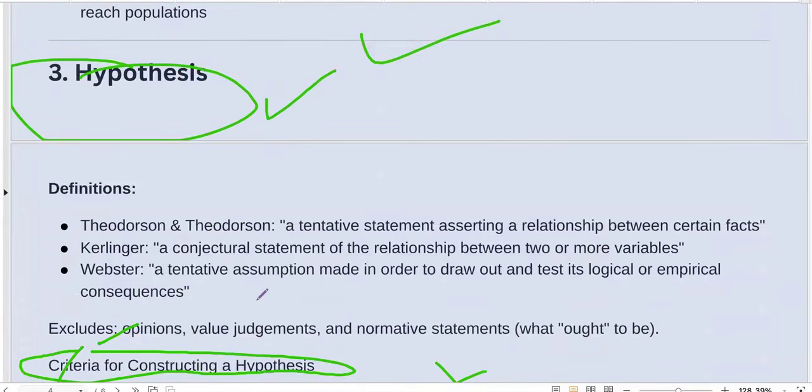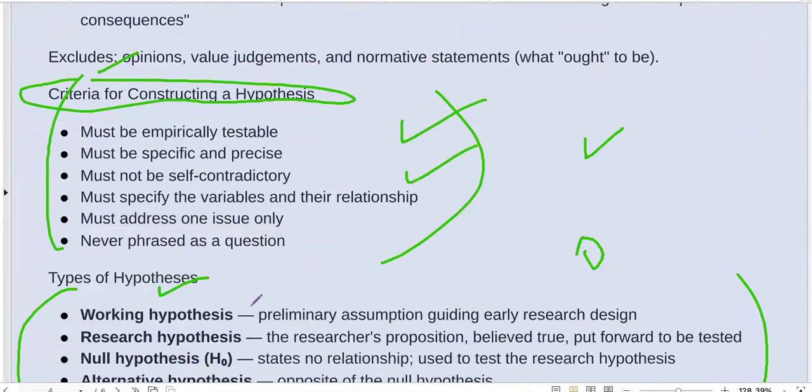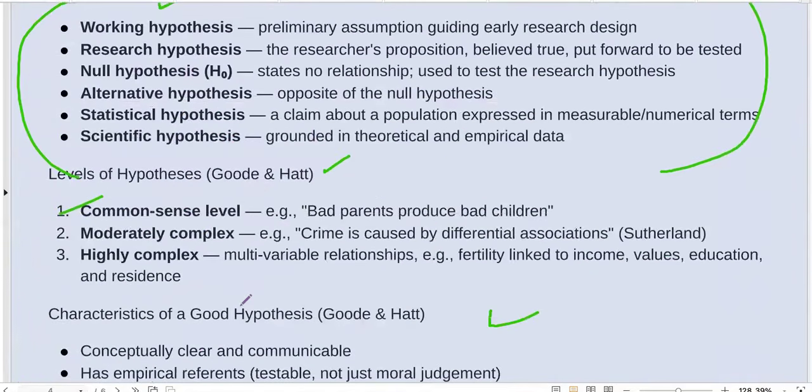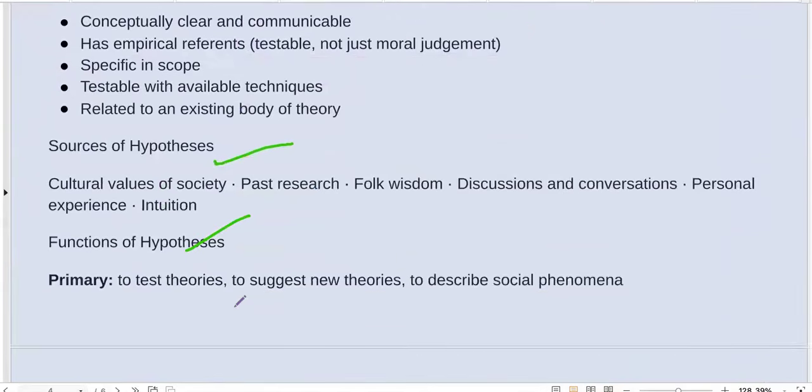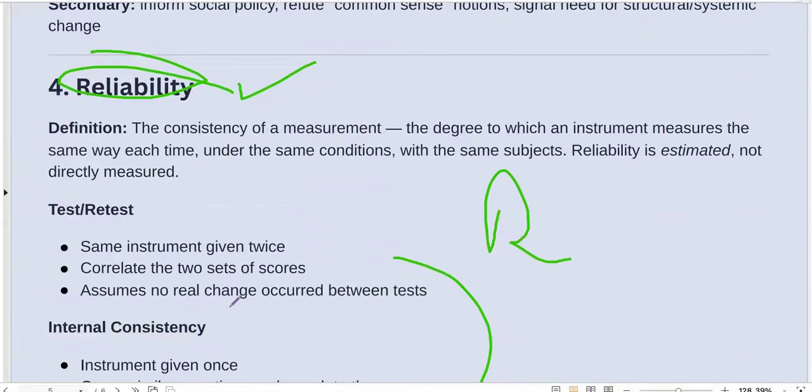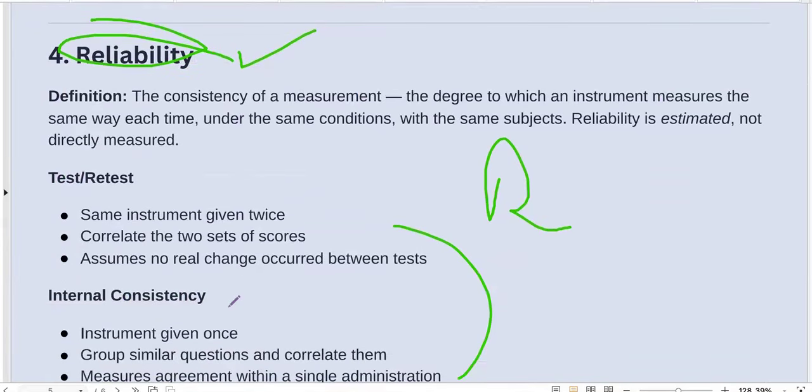Then hypothesis, the definition of hypothesis. Then the criteria, the types of hypothesis, the levels of hypothesis. What are the characteristics of a good hypothesis? What can be the source of a hypothesis? And then we understood two concepts, reliability and validity. So I hope you are able to understand all the concepts.